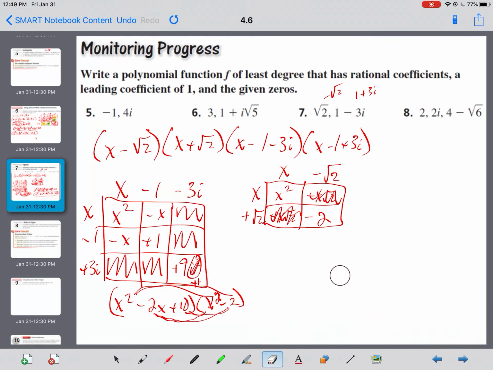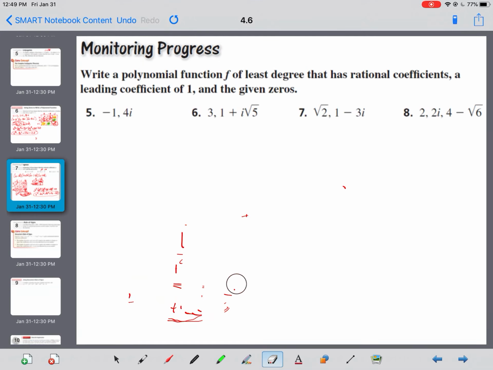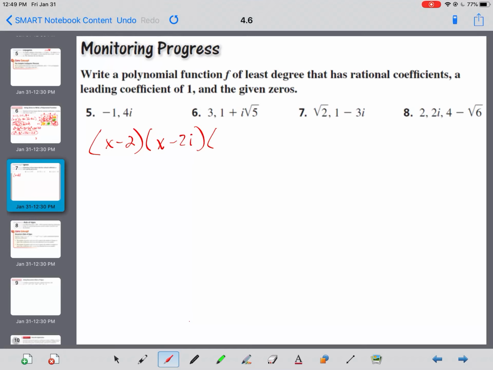Now let's look at 8. Eight's a monster. It's got 5 things. x minus 2, x minus 2i, x plus 2i, because it's always both kinds, opposite to get in, opposite to get out. x minus 4 minus the square root of 6, x minus 4 plus the square root of 6, conjugates galore. x minus 2 is going to be the last thing I do.